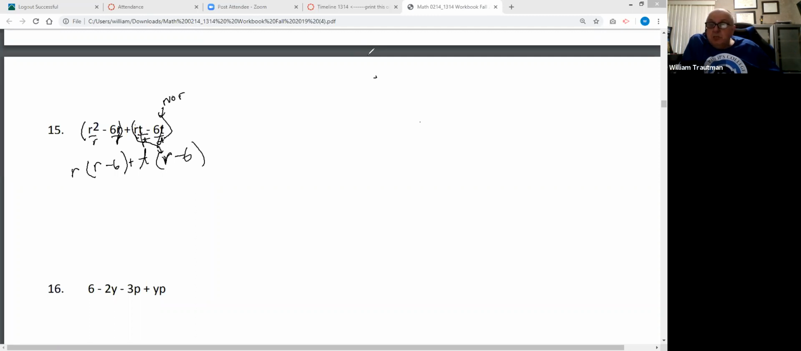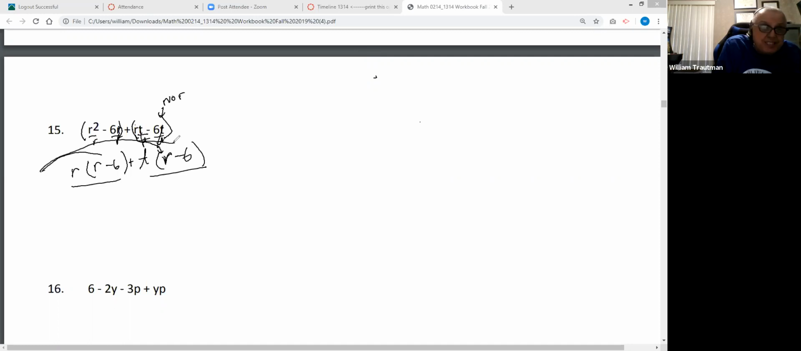Step 3, factor out the parentheses. Once again, this is the material for test number 2. You can already see there's not a lot of calculator work here. This is all manual labor. It's tough. So I have 2 terms. Step 3 is factor out the parentheses.